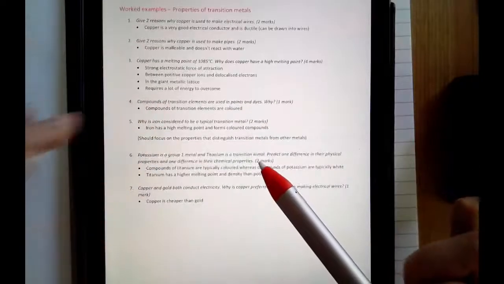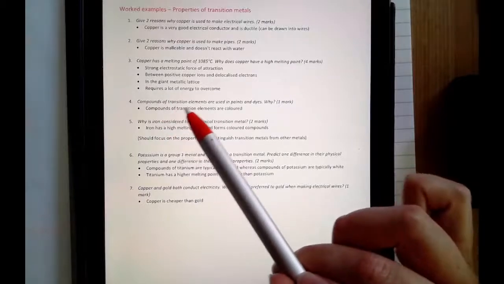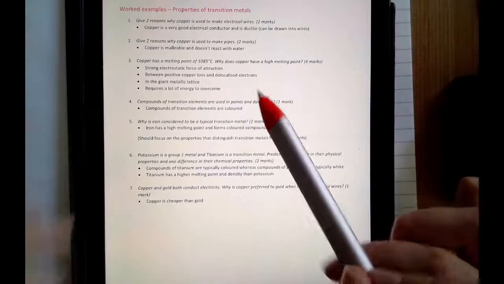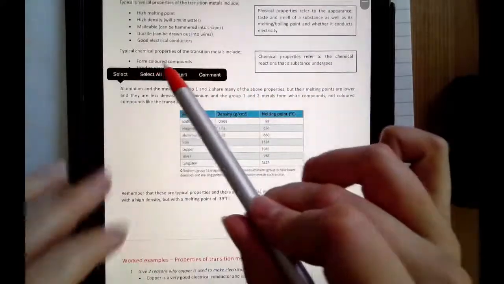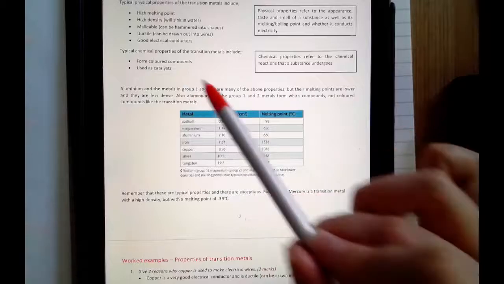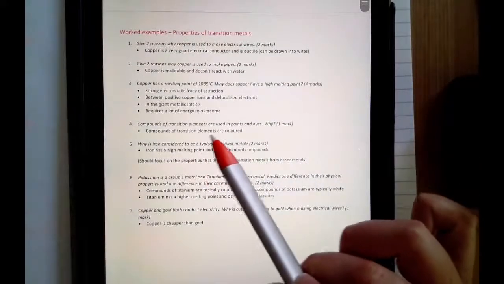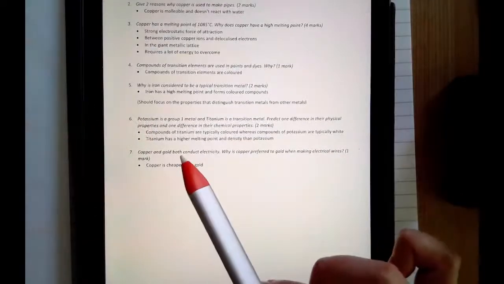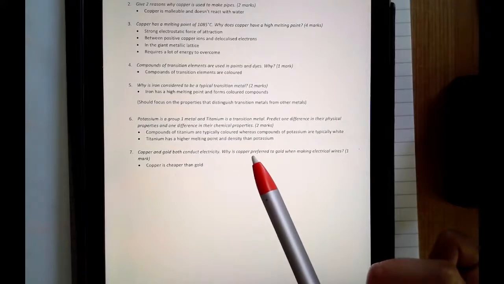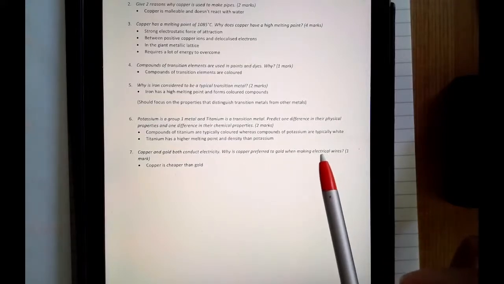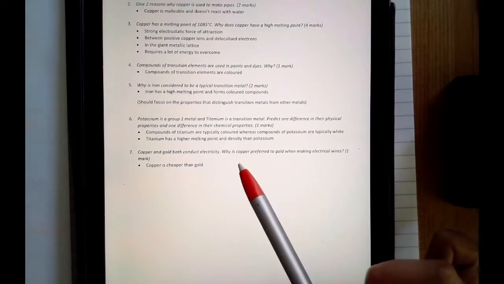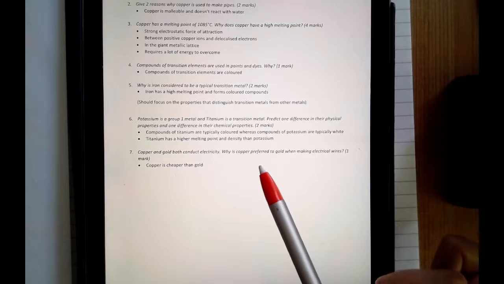Most of these examples here are totally self-explanatory. I'm not going to go through them all. This one, compounds of transition elements are used in paints and dyes. Why? Well, I said here that compounds of transition metals are usually coloured. You want a paint or dye to be colourful. That's why you're using transition metals in paints or dyes. At the end, copper and gold, they both conduct electricity. Why do you prefer copper when making electrical wires? Again, that's just more common sense than anything else. Gold is more expensive, so if you need to make wires, you're going to use the cheaper metal, copper.